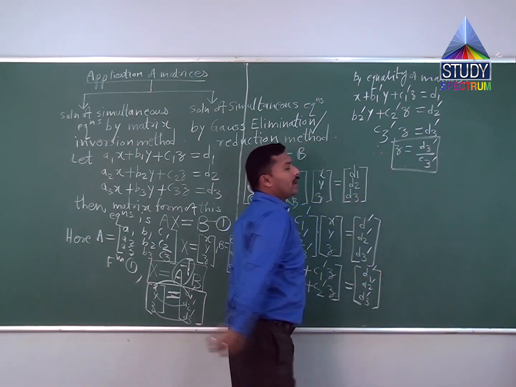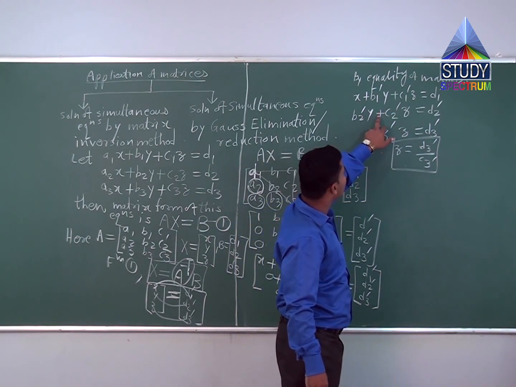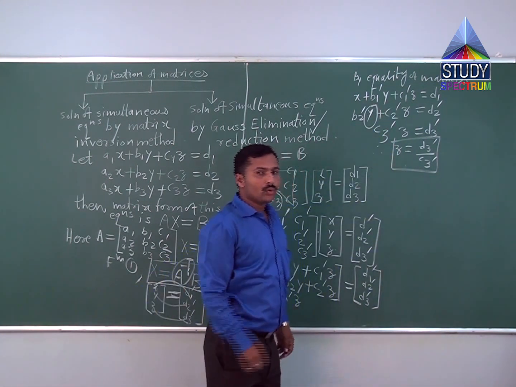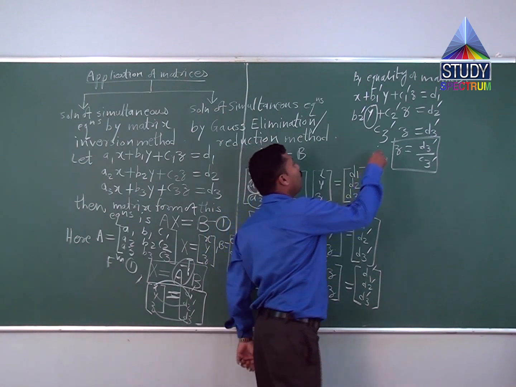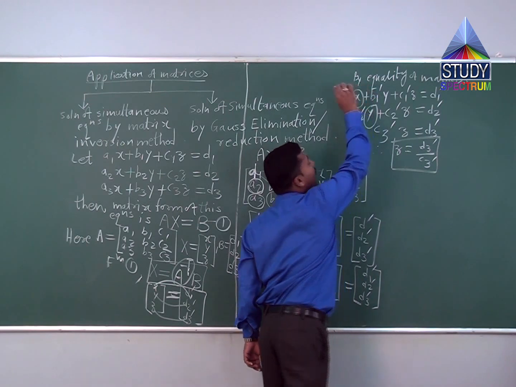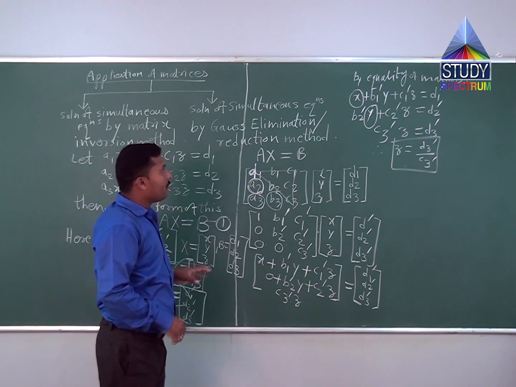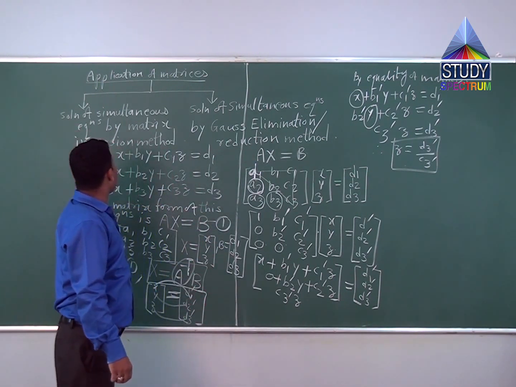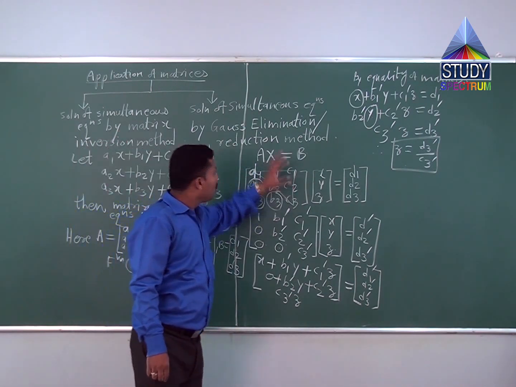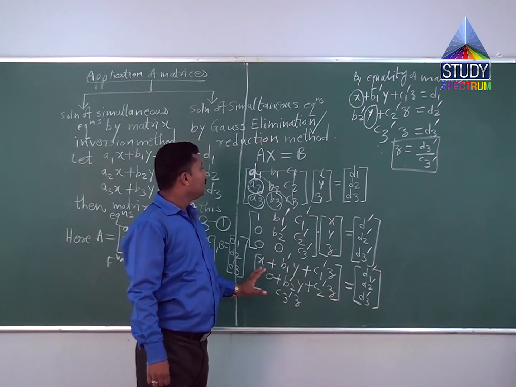So we get the value of z. Put this value of z in the second equation, and in this equation we get the value of y. Then put the value of z and the value of y in the first equation, and we get the value of x. In this manner, the solution of simultaneous equations by the matrix inversion method, and also by the Gauss elimination or reduction method, is done.